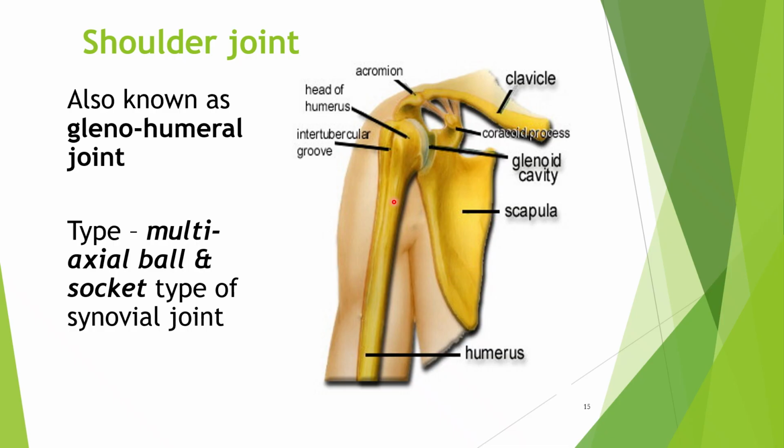Let's study the shoulder joint. The shoulder joint is known as the glenohumeral joint. It's a synovial joint of the multi-axial variety. The movements happen in all directions. It's highly mobile but less stable.